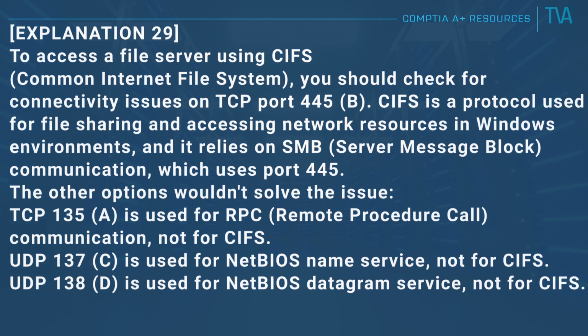To access a file server using CIFS, Common Internet File System, you should check for connectivity issues on TCP port 445 (B). CIFS is a protocol used for file sharing and accessing network resources in Windows environments, and it relies on SMB, server message block communication, which uses port 445. The other options wouldn't solve the issue.